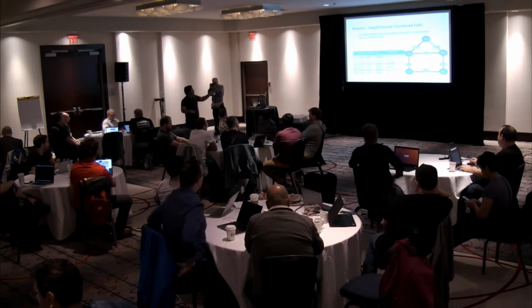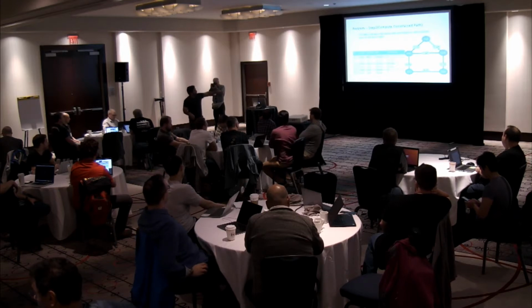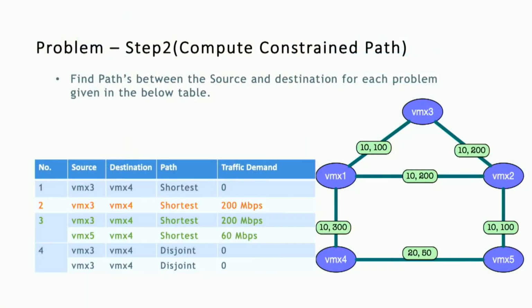So give an example. Let's just say that you started by saying that for VMX5, I give 60 meg to the path which is available on 5, 2, 1, 4. Let's say you just do that, right? What's going to happen is that you then don't have any capacity available for the first one, the VMX3 to VMX4 with 200 meg. There's no capacity available. So there is something like bin packing, and the order is an argument, depending on how exactly you're looking at it. So you have to look at it holistically.